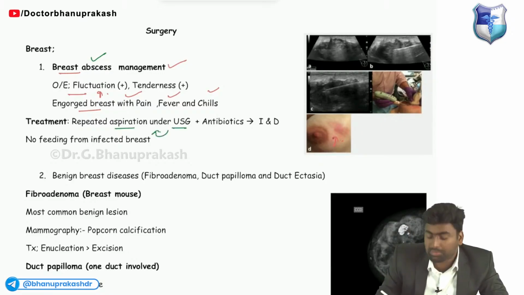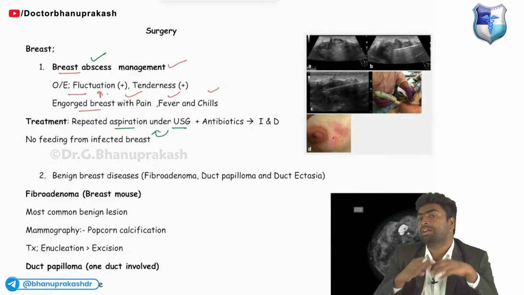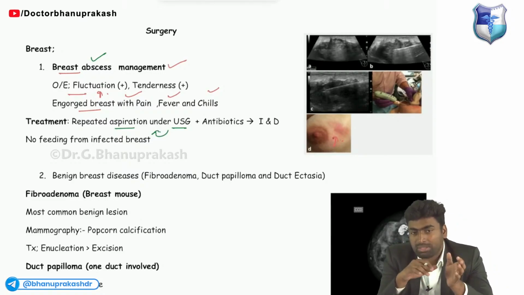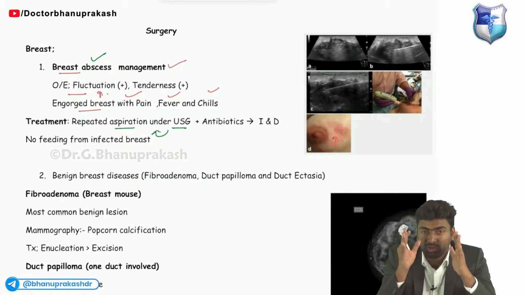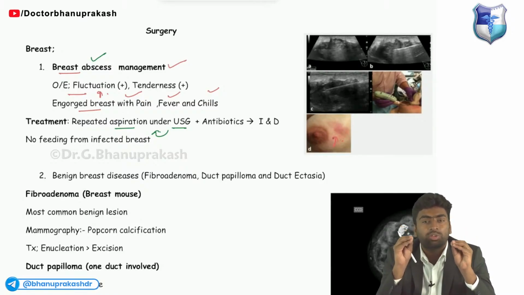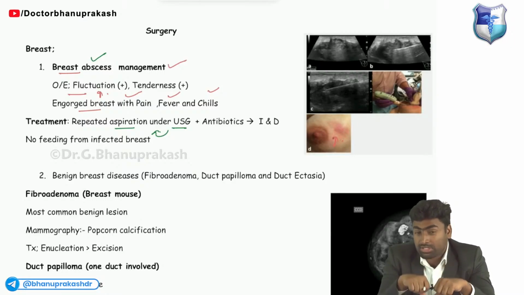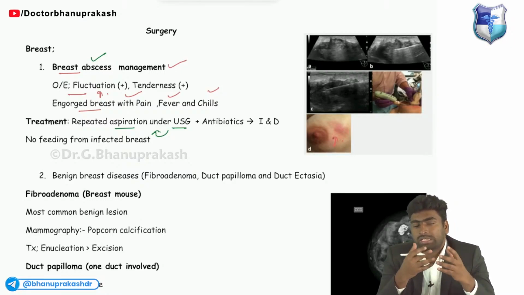You can attempt this procedure multiple times, but only up to a certain point. If you feel that with these aspirations only minimal fluid is coming out, then you can go for I&D. But the main role is aspiration under USG guidance. Along with this, we know the abscess formation is due to infection from the nasopharynx or mouth of the child, which is transmitted to the breast through a cracked nipple or something, causing this breast abscess.